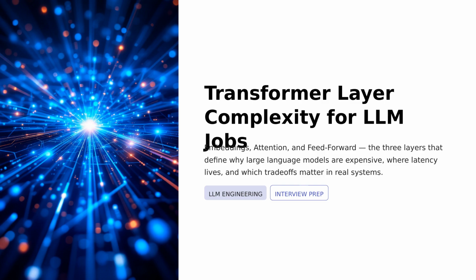This slide highlights the three core components that drive LLM cost and performance: embeddings, attention, and feed-forward layers. Embeddings turn tokens into vectors, attention captures relationships across the sequence, and feed-forward layers do most of the heavy per-token computation. Together, they explain where memory use, latency, and scaling bottlenecks come from, and why understanding these trade-offs is essential for both real-world LLM engineering and technical interviews.